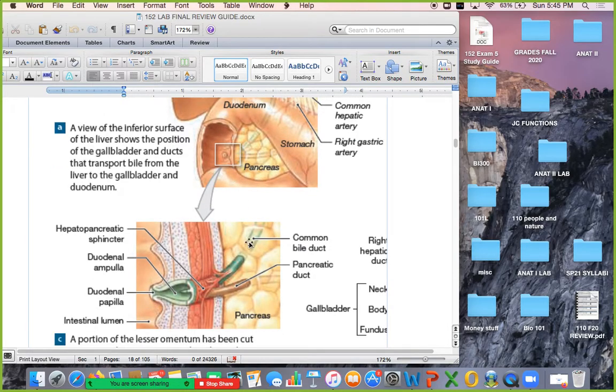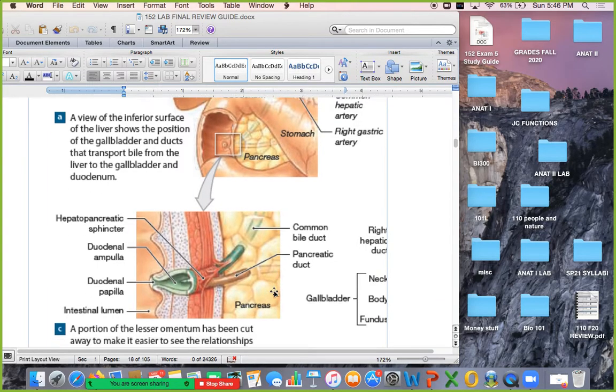All right, so this is what I was saying when I said that we had a region where we had the bile duct and the pancreatic duct coming together. This is going to be the hepatopancreatic sphincter, which is what's going to basically open or close this duodenal ampulla, which allows the fluid out into the duodenum. So here's the common bile duct and the pancreatic duct. Again, they're going to come together here at the hepatopancreatic sphincter, which then is going to either open or close. All right.